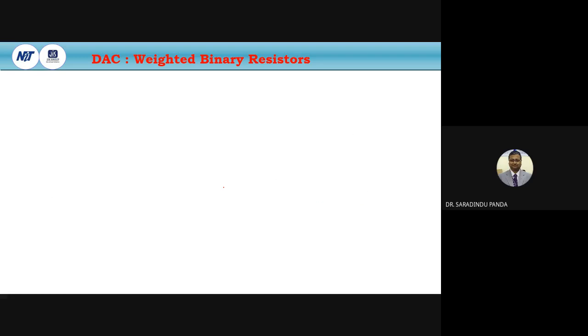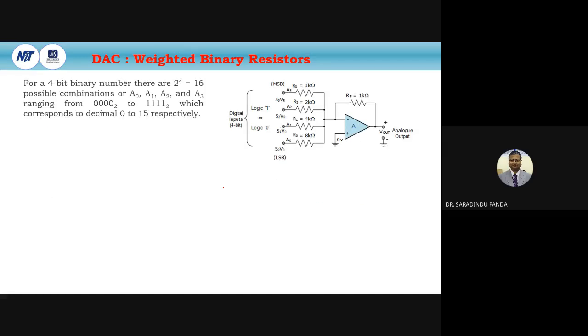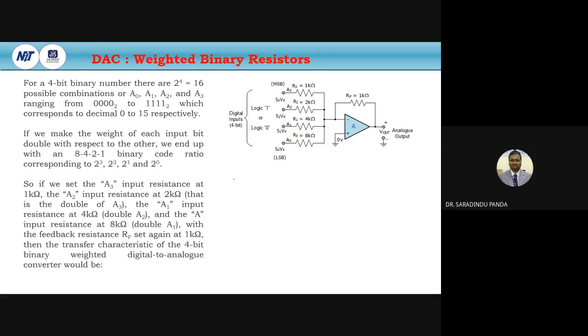So now if we go to the weighted binary resistor, this is a reference voltage VR. This is the S0, this is the LSB. Suppose this is 1001. This is LSB, this is MSB. So S0 is equal to 1, S1 is equal to 0, S2 is equal to 0, and S3 is equal to 1. Here the input voltages are the weighted input voltage. For this reason it is called a weighted binary resistor.